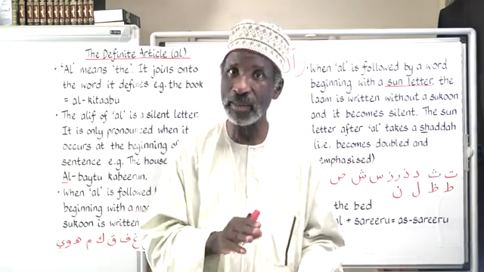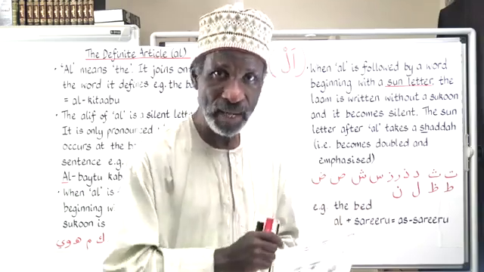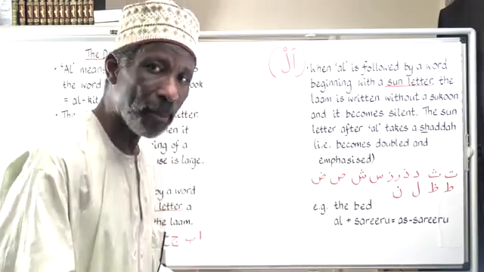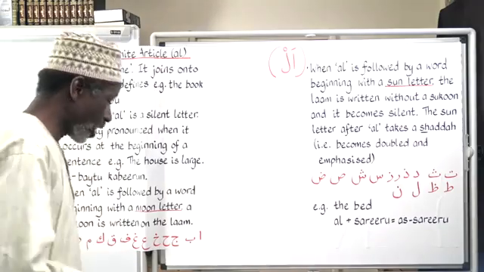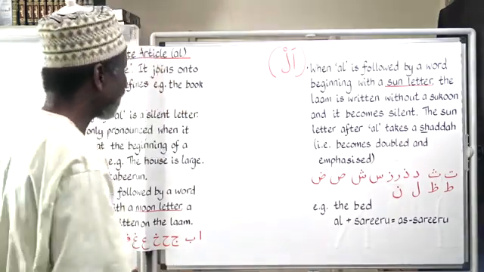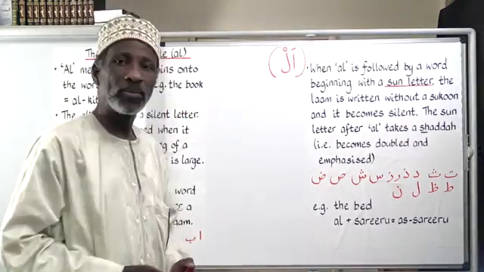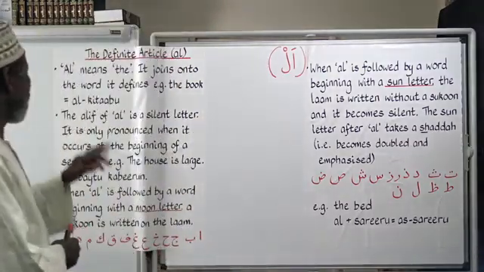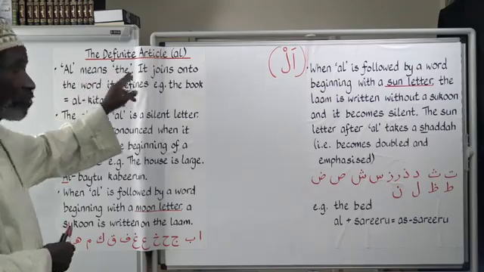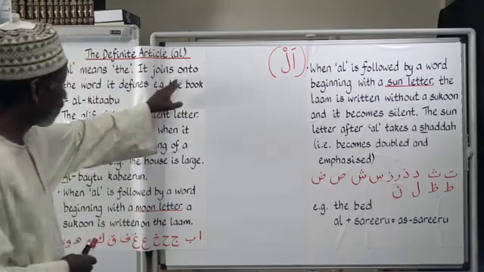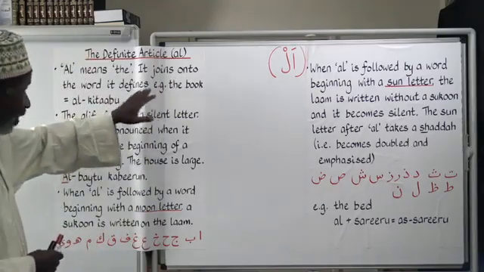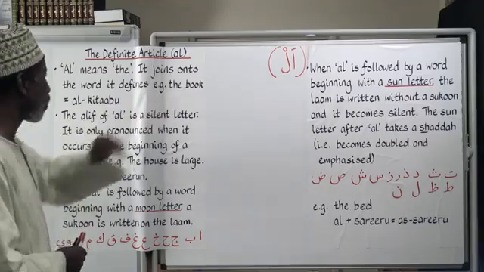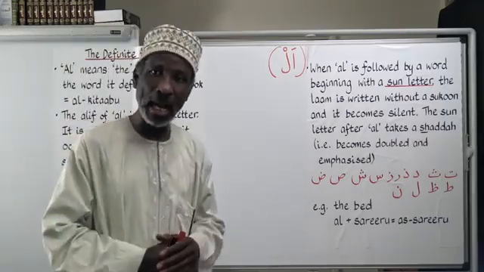Today we are talking about the definite article. The definite article in Arabic is al, which is alif and lam. Al means the, and it joins onto the word it defines, e.g. the book, and then we say al-kitab.